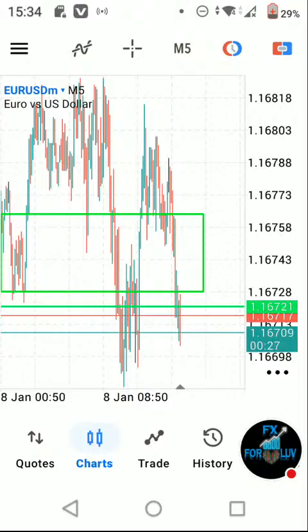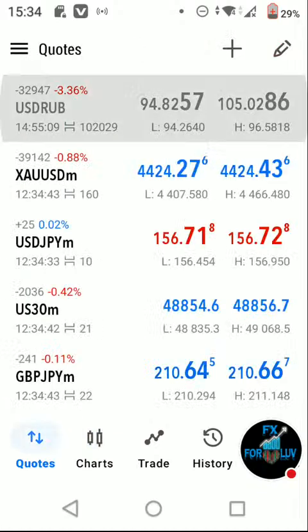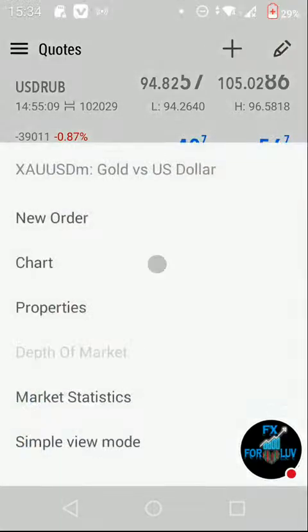Then we'll need price to simply come back and tap into the flip zone, and then we can take the entry at the flip zone. Yeah, so no trade yet.